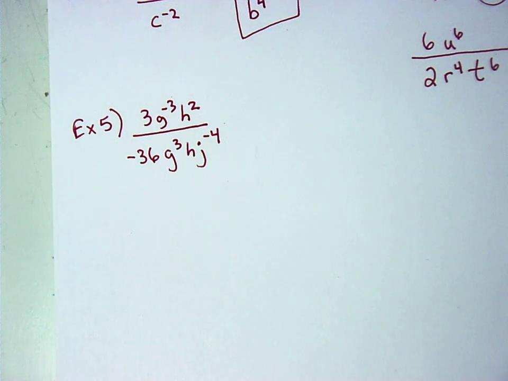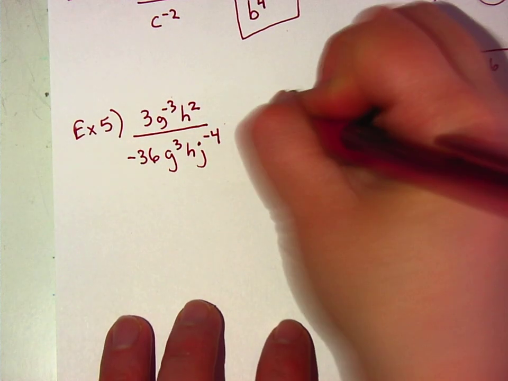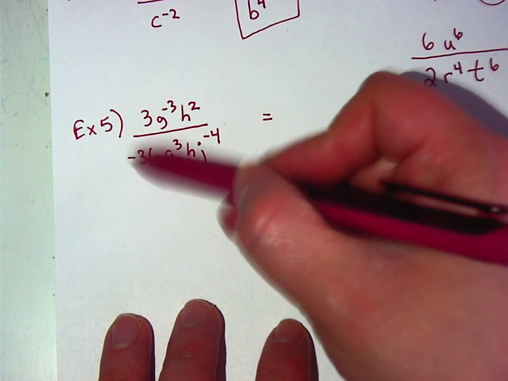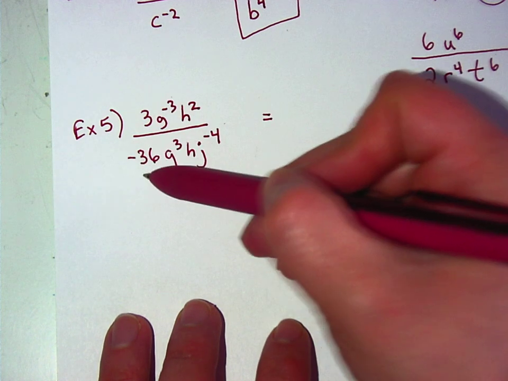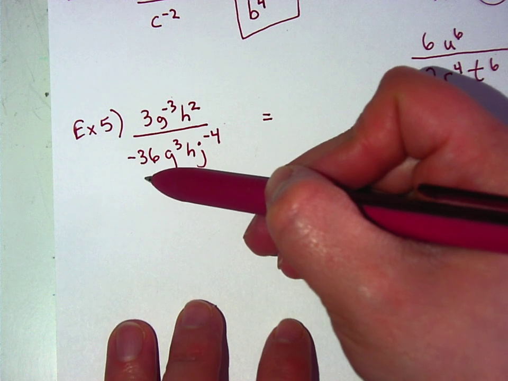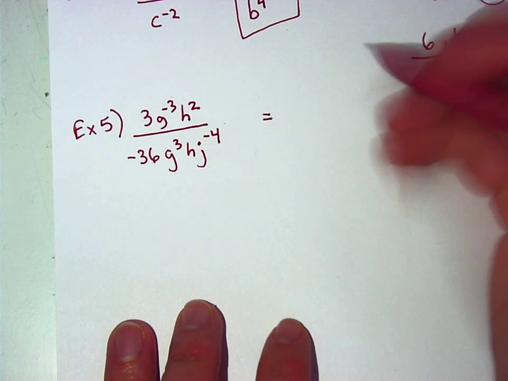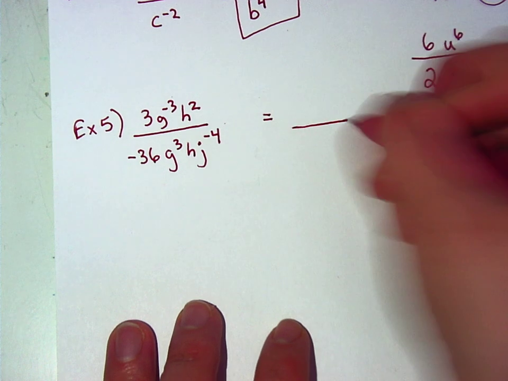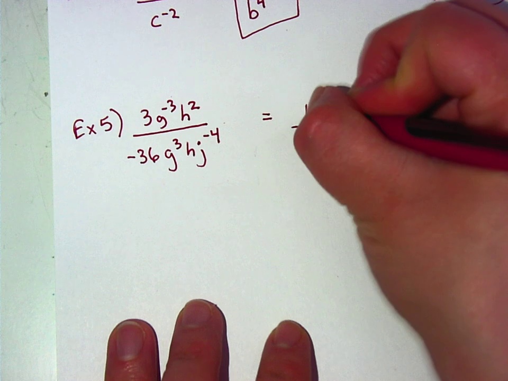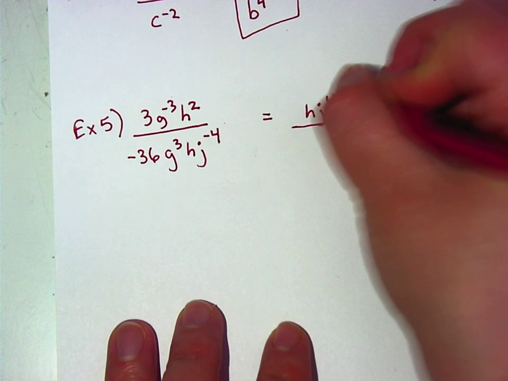Okay. Now, I want to warn you about something here. Everybody look up. Do you see how this is a negative 36? This does not move because it's not a negative power. It's just a negative number. Okay? So your final answer, if you do this right, will be H J to the 4th.